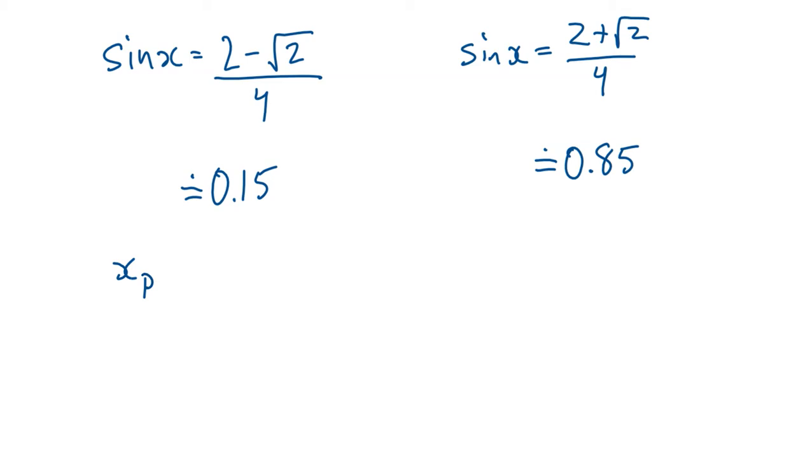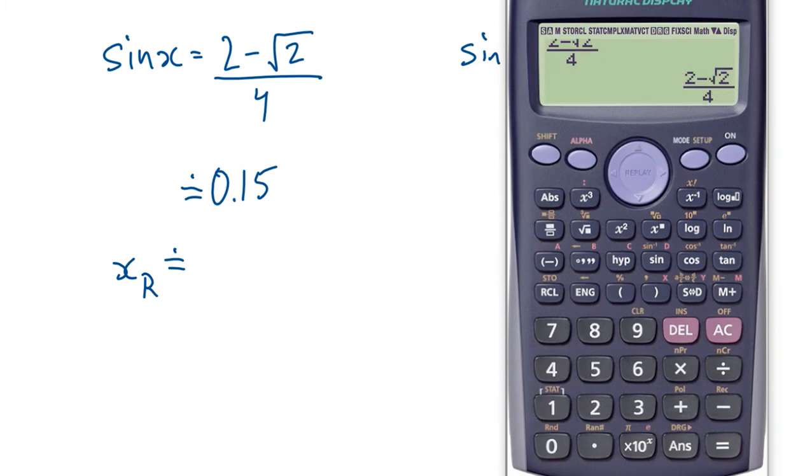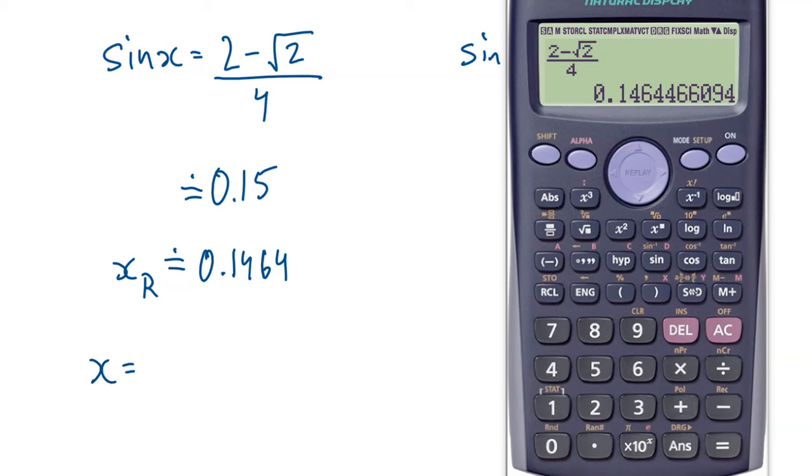So x related equals, now I'm going to go back up to this one. Whoops, not that one. This one, I guess. 0.1464. It was positive. Sine, so we're in quadrants 1 and 2. And shift pi minus answer.